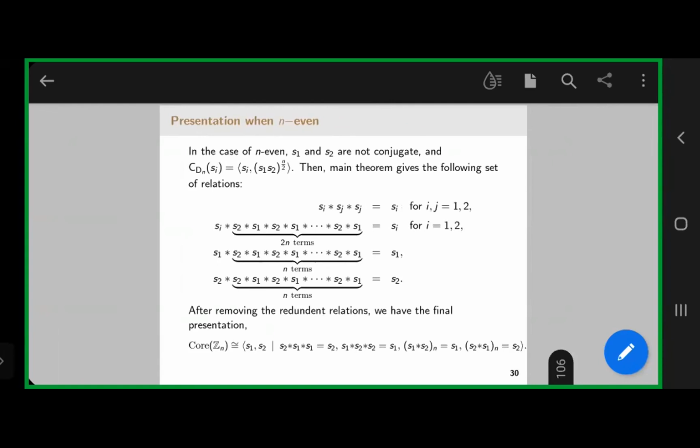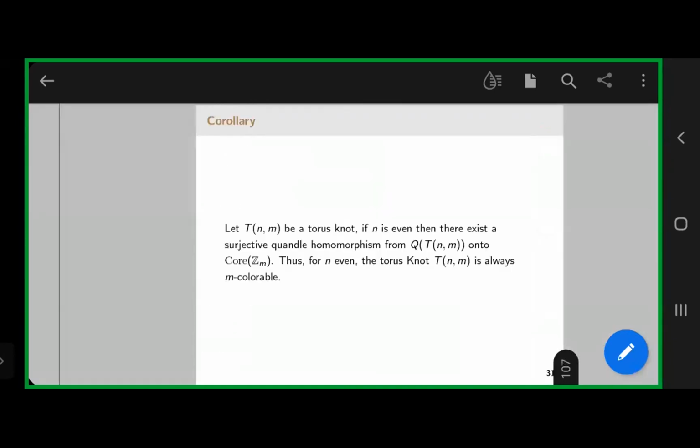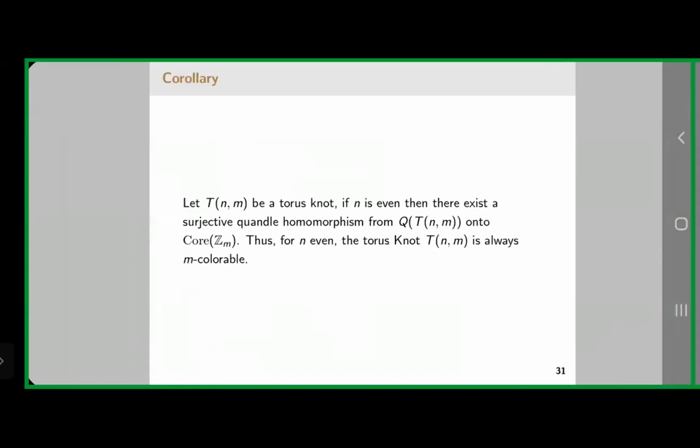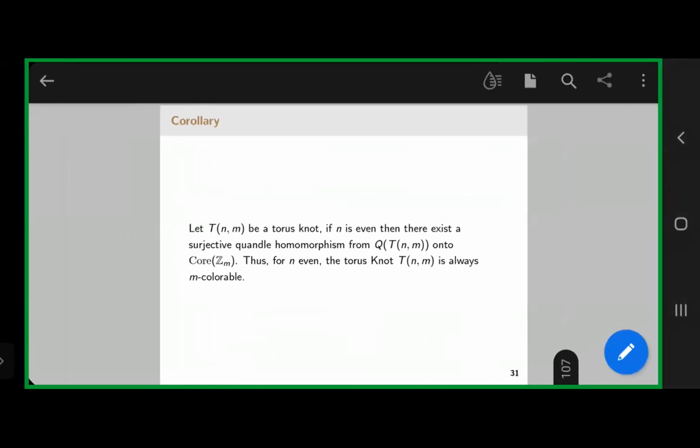What do we get from this? The first result, for whoever knows knot theory, is knot colorability. Whenever you talk about colorability, you actually color by looking at the homomorphism from the knot quandle to the dihedral quandle, and using that structure, we can say whenever you have a torus knot T(m,n) where m and n are coprime and n is even, then it is always m-colorable. Not only is it m-colorable, you can choose all m colors. That means you can particularly choose all the elements of the dihedral quandle.